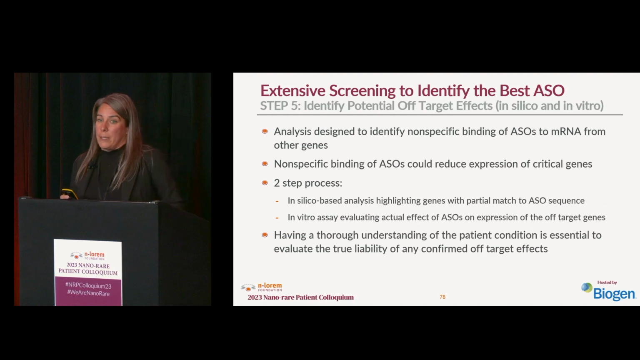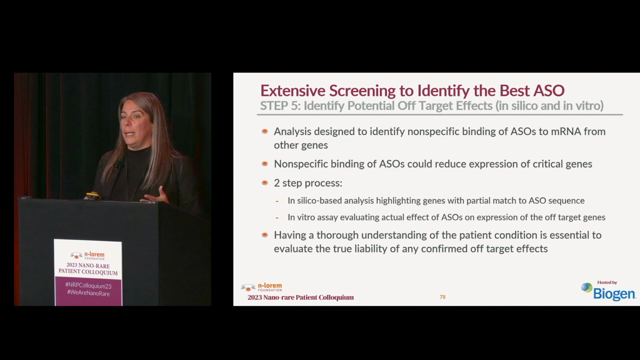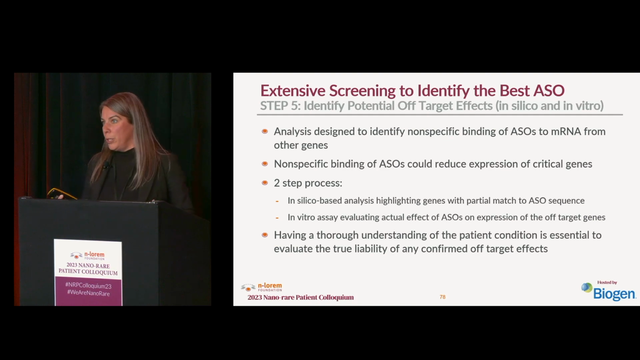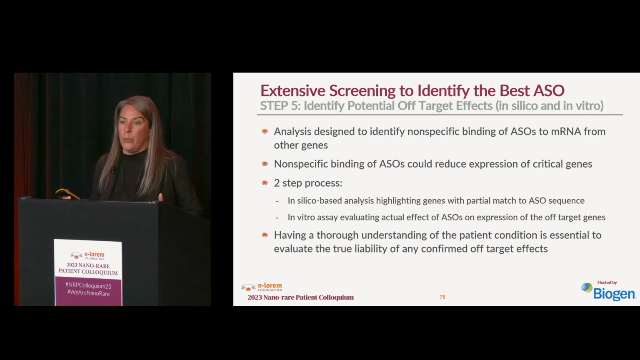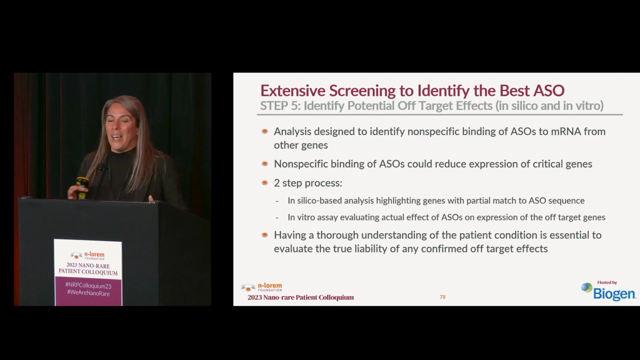The next step is looking at potential off-target effects. So this is really looking at whether there's any non-specific binding of our ASOs to messenger RNA from other genes. And this non-specific binding of ASO could, in theory, reduce expression of genes that are critical for the cell. And although it's extremely rare to have toxicities that are related to off-target effect, we still want to do our due diligence and really look at this in more detail.